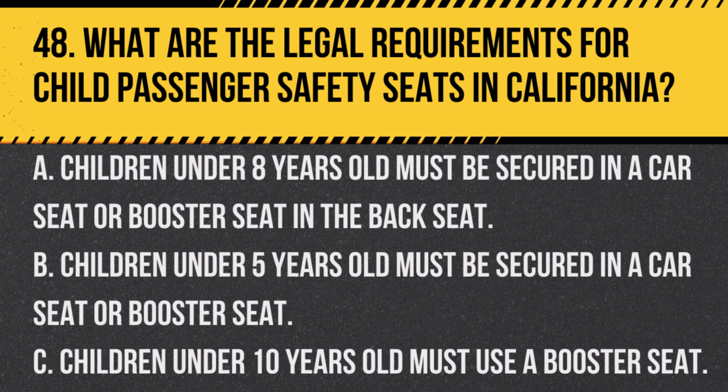Question 48. What are the legal requirements for child passenger safety seats in California? A. Children under 8 years old must be secured in a car seat or booster seat in the back seat. B. Children under 5 years old must be secured in a car seat or booster seat. C. Children under 10 years old must use a booster seat. Answer: A. Children under 8 years old must be secured in a car seat or booster seat in the back seat. California law prioritizes the safety of young passengers with specific requirements based on age and size.